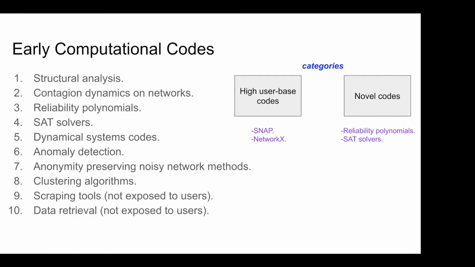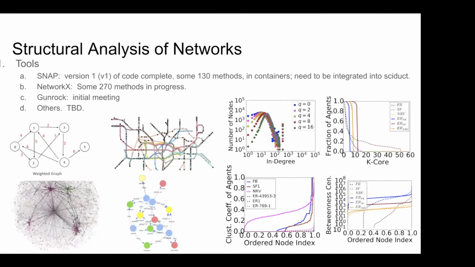But on the right-hand side, we're also interested in putting novel codes in right away. Some examples of this are reliability polynomials and SAT solvers. You can download SAT solvers and run them on your desktop, but as far as we're aware, there's no cyberinfrastructure that has SAT solvers in it. And these are useful because a lot of different problems can be reduced to SAT problems that can then be solved and mapped back to the original problem. So these are codes that we're dealing with right now and inserting into the system.